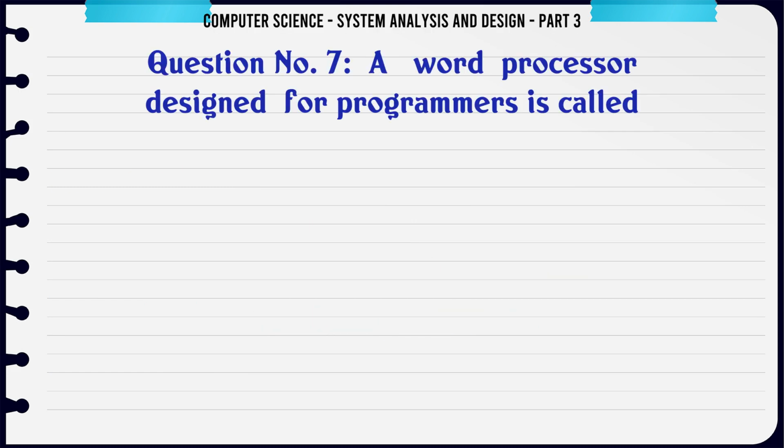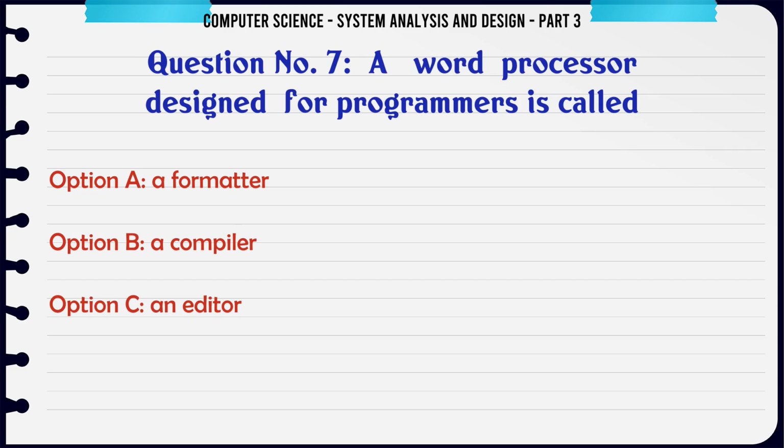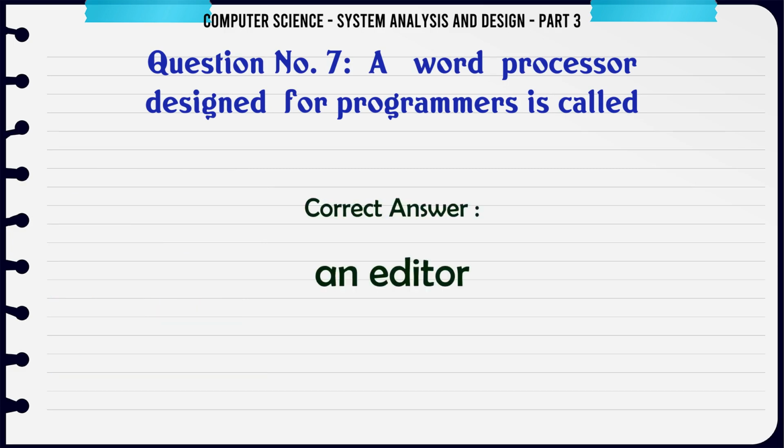A word processor designed for programmers is called: A. A formatter, B. A compiler, C. An editor, D. A debugger. The correct answer is an editor.